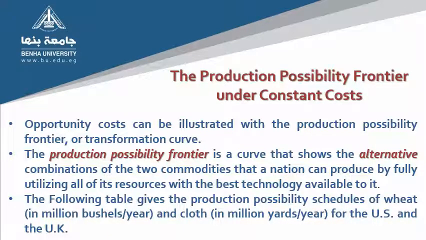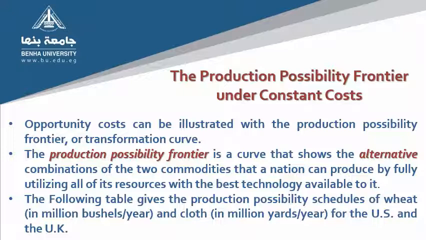The production possibility frontier under constant costs. Opportunity costs can be illustrated with the production possibility frontier or transformation curve. The production possibility frontier is a curve that shows the alternative combinations of the two commodities that a nation can produce by fully utilizing all of its resources with the best technology available to it.